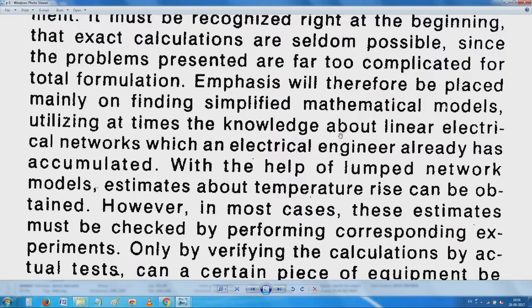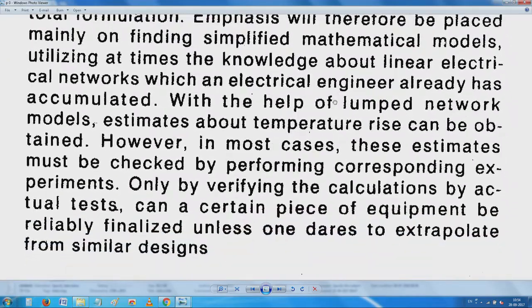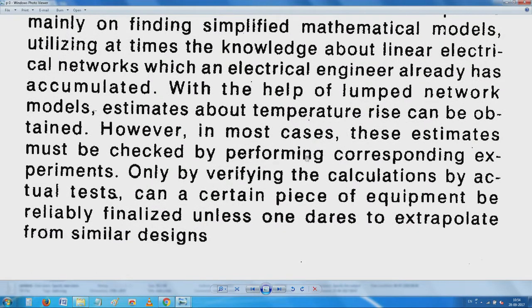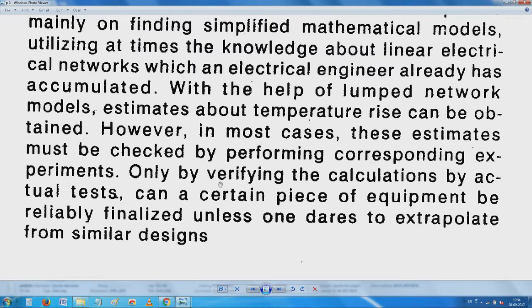Same thing here, the electrical engineer already has accumulated experience. With the help of lumped network models, estimates about temperature rise can be obtained. These estimates must be checked by performing corresponding experiments. Only by verifying the calculations by tests can a certain piece of equipment be reliably finalized, unless one dares to extrapolate from similar designs. We have this issue about similar designs: some are scalable, some you can use the same model, otherwise you need to do it again.